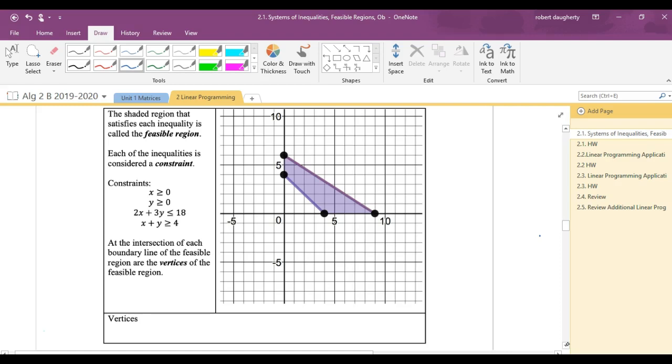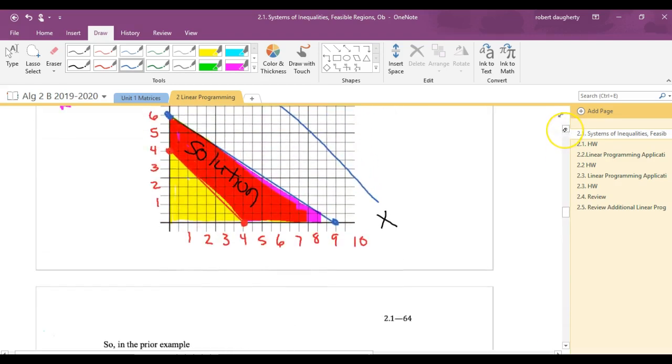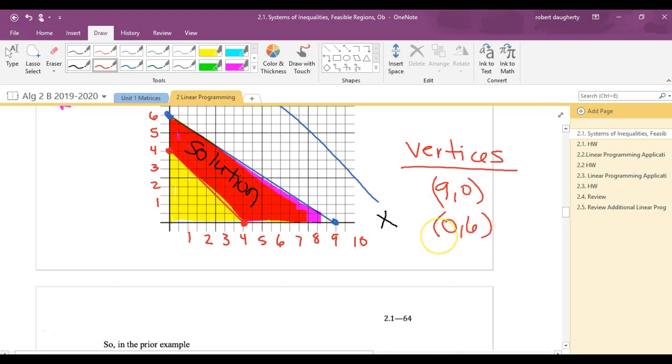Let's go back to the example we just did. How do I identify these vertices? Let's just write them down. What are the vertices of this feasible region? What's this point right here? (9, 0). Up here? (0, 6). And what's this one? (0, 4). And the last one is what? (4, 0). So you'll need the skill of graphing the region and then identifying each of these vertex points.